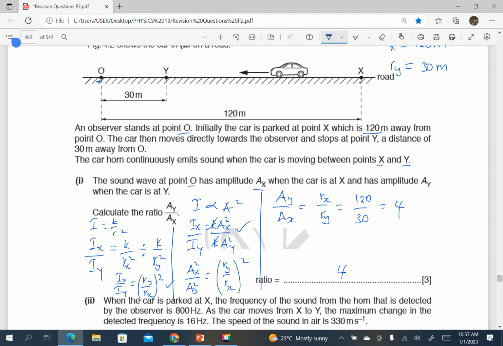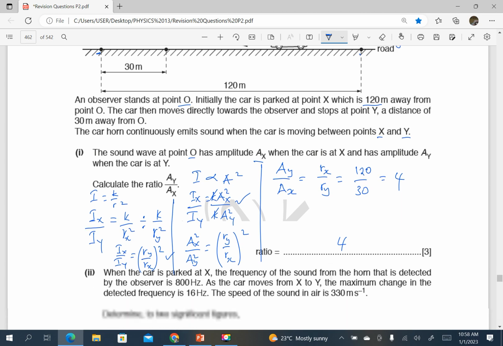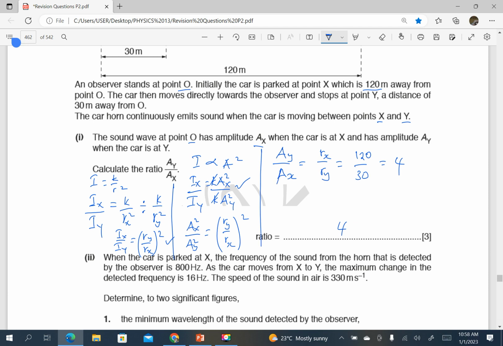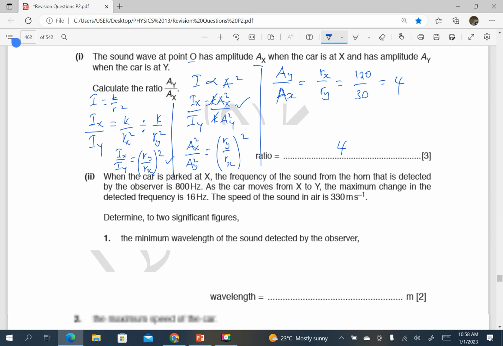So I have used the long algebra, but you could have a shortcut. That is just because I want the PCB students also to try and follow through this algebra. The algebra is not physics, it's simply mathematics. Okay. So that is the ratio Ay over Ax. I hope people will remember to get the reciprocal as required.